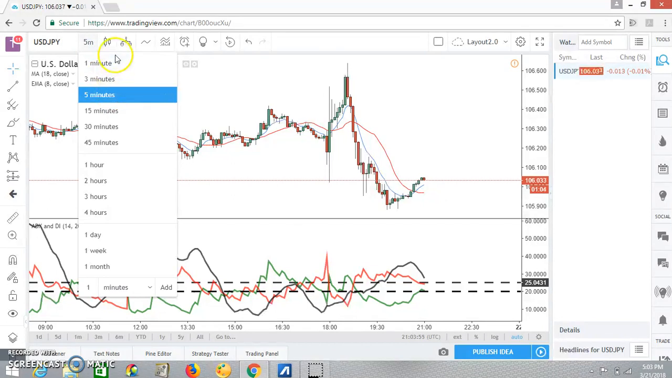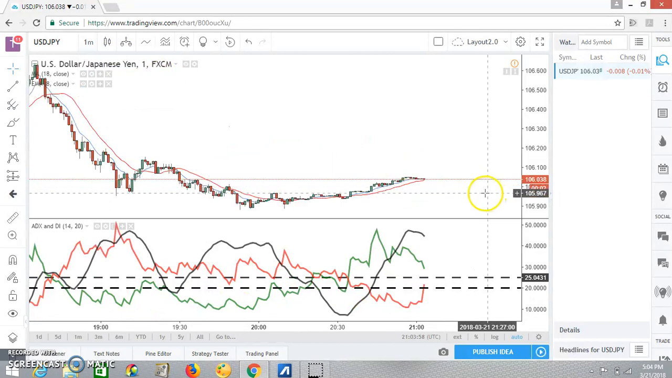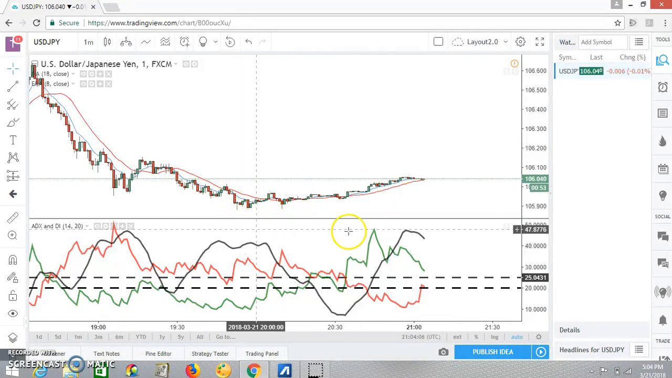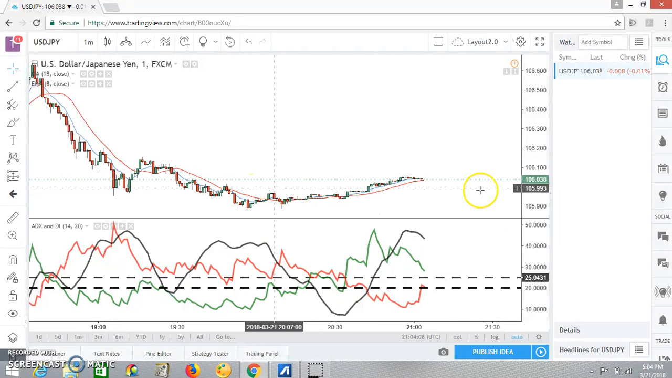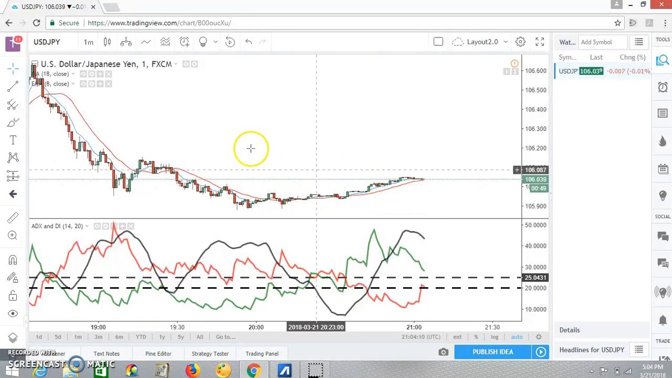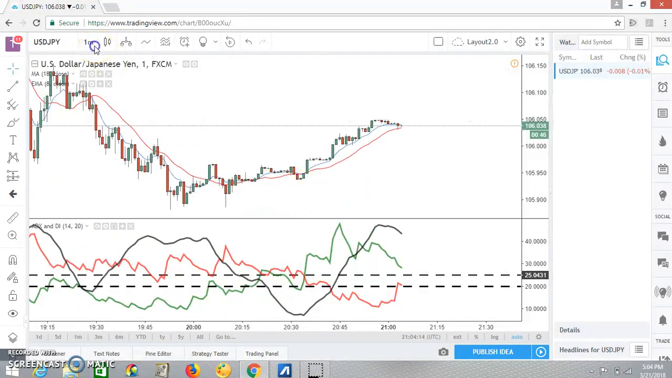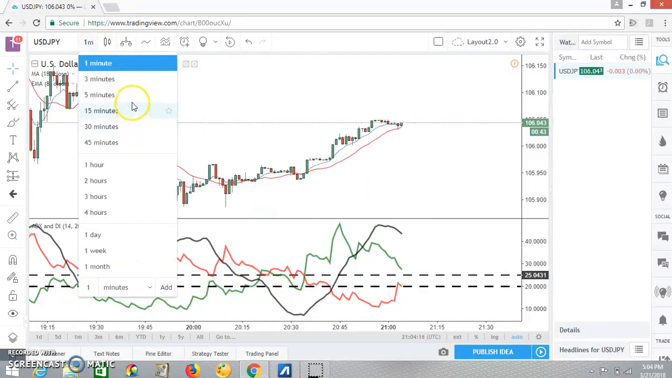Of course, you could trade the one minute, but on the 1 minute you see a lot of noise, a whole lot of stuff going on. So I don't touch the 1 minute chart. It's way too much noise for me.